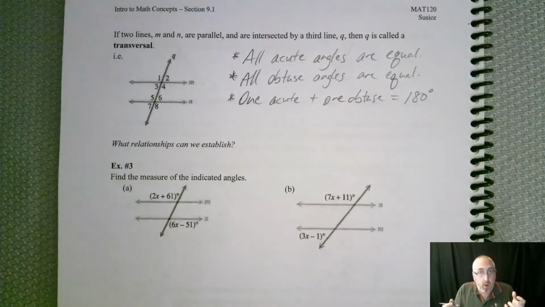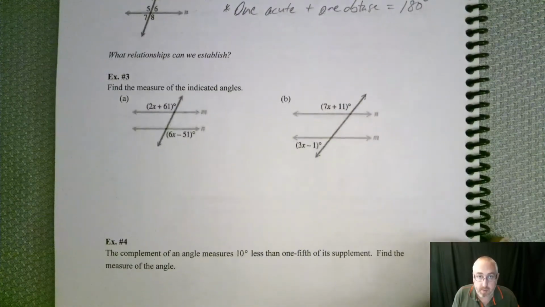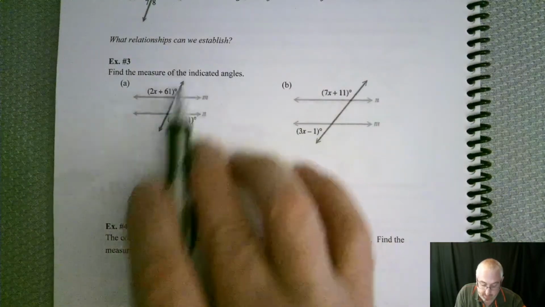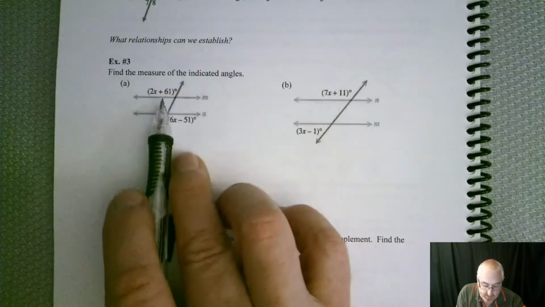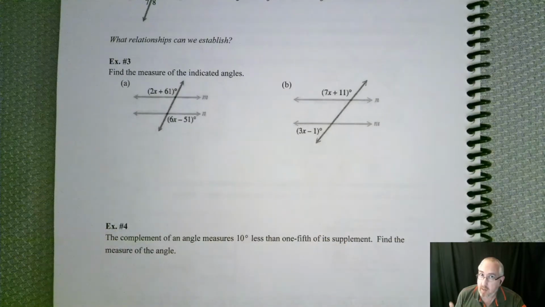So really this whole type of problem boils down to what type of angles you are given. Are they acute? Are they obtuse? Do you have one of each? So let's take a look at a couple of problems. We have our 2 parallel lines cut by the transversal. We have this angle up here, and this angle down here. What kind of angles are they, and what can we say about them? Are they equal, or do they add to 180 degrees? That's really your only choice. What do you think?